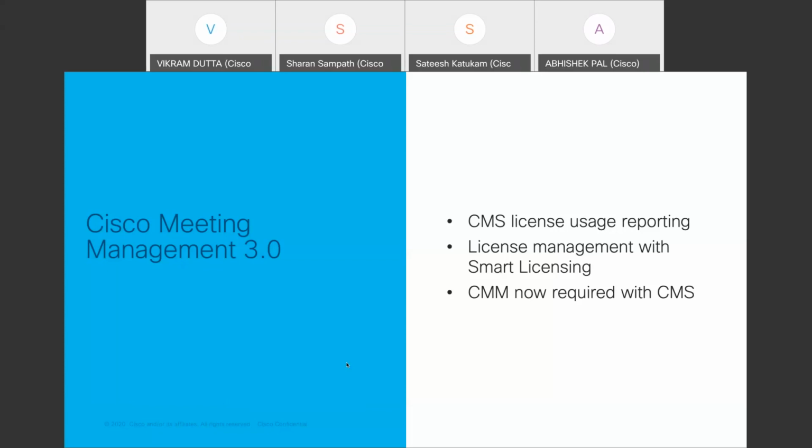And irrespective of whether you use traditional licensing or smart licensing, you still need to have Meeting Management 3.0. Right? It also helps with license usage reports, where in the CMM you have this nice UI which will show you the license usage, whether you have overage, meaning you are using more than what you have actually bought. Basically, it gives you an idea of how many licenses you are using, and it gives you an option to download a report for up to 90 days.